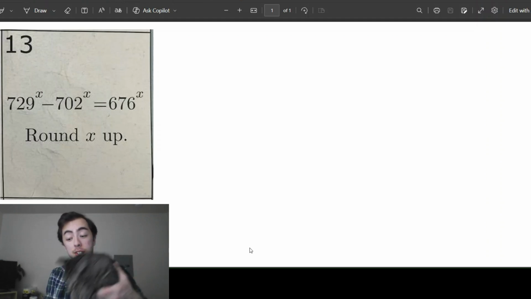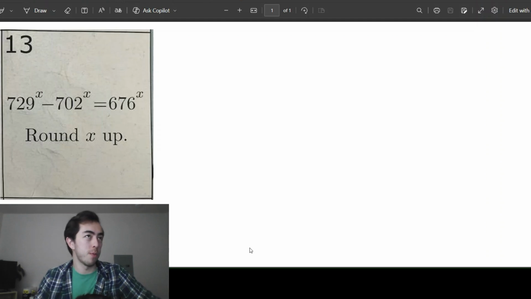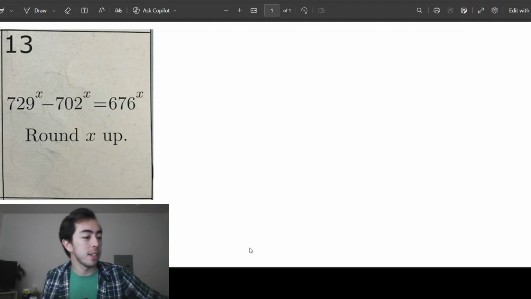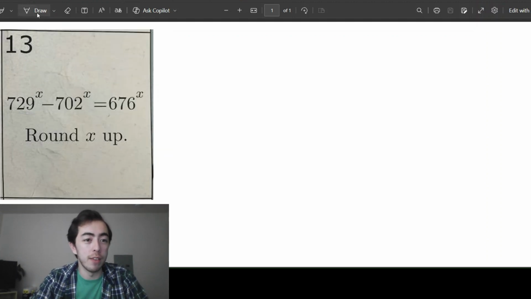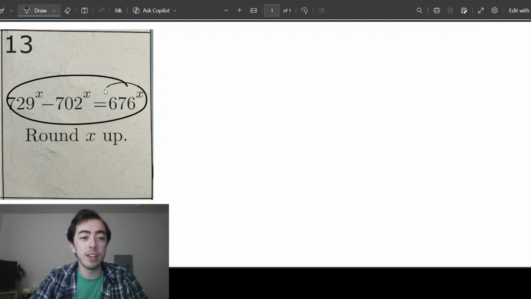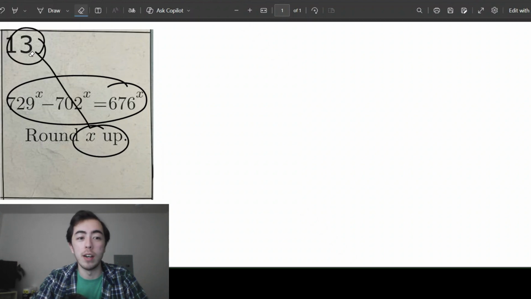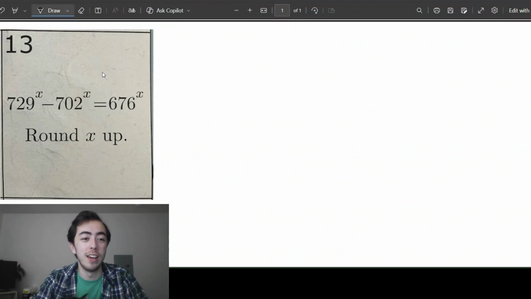Today is December 13th, and we're solving problem 347 from the Daily Epsilon calendar. And the answer today should be 13 because that's today's date. We have some kind of exponential equation here, and once we find our value for x, we should round it up, and that should get us positive 13 for today.